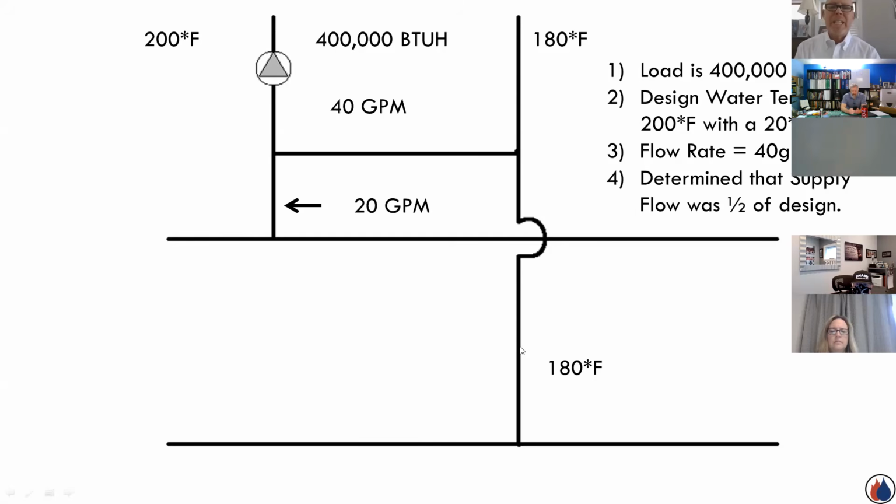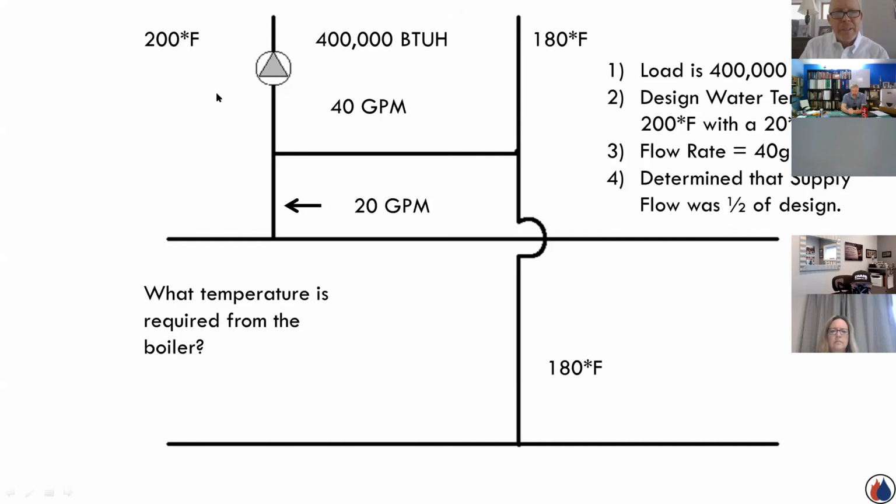The final thing that he had to figure out was, how do I take 20 gallons a minute here and provide a building that needs 400,000 BTUs, that is designed to see 200-degree supply and 180-degree return. So he was trying to calculate what temperature is required from the boiler coming out of the central distribution plant.